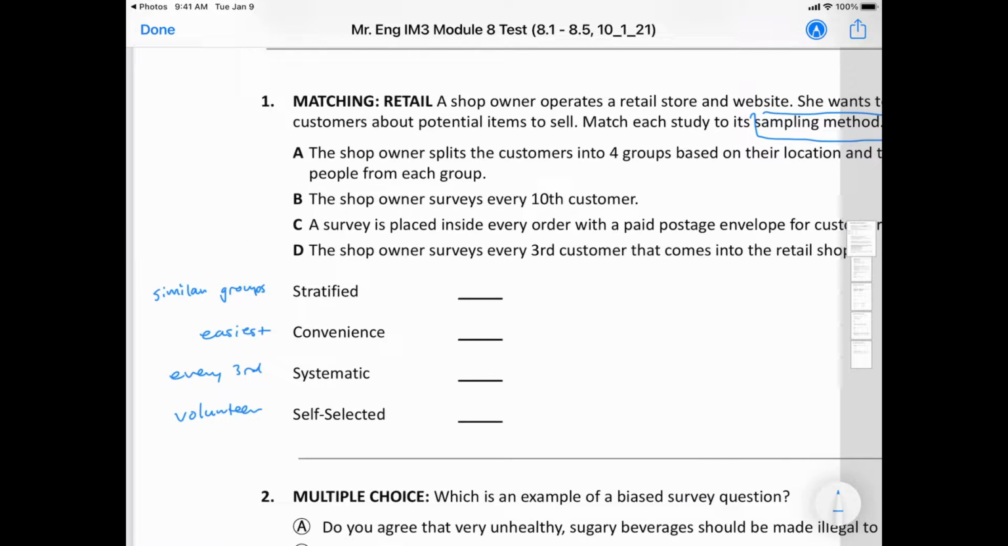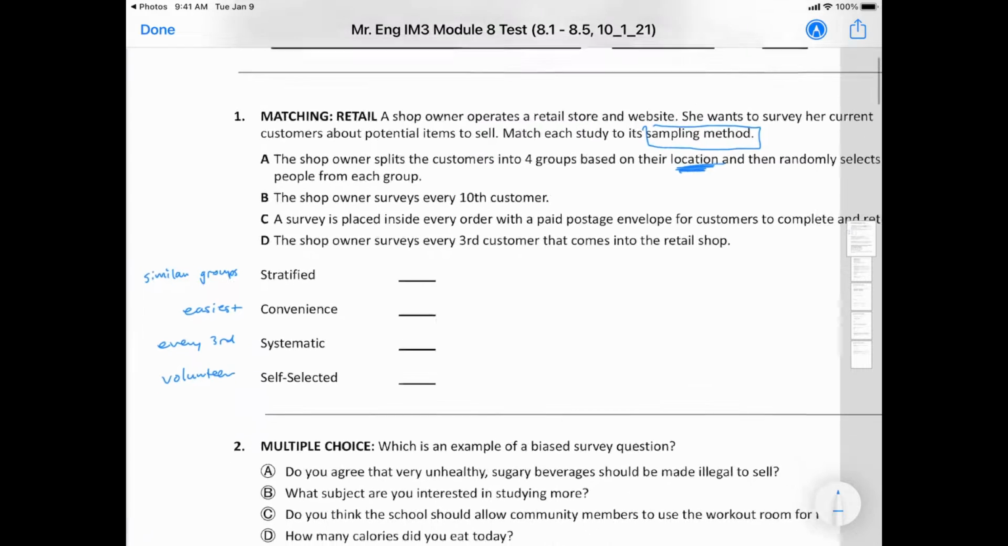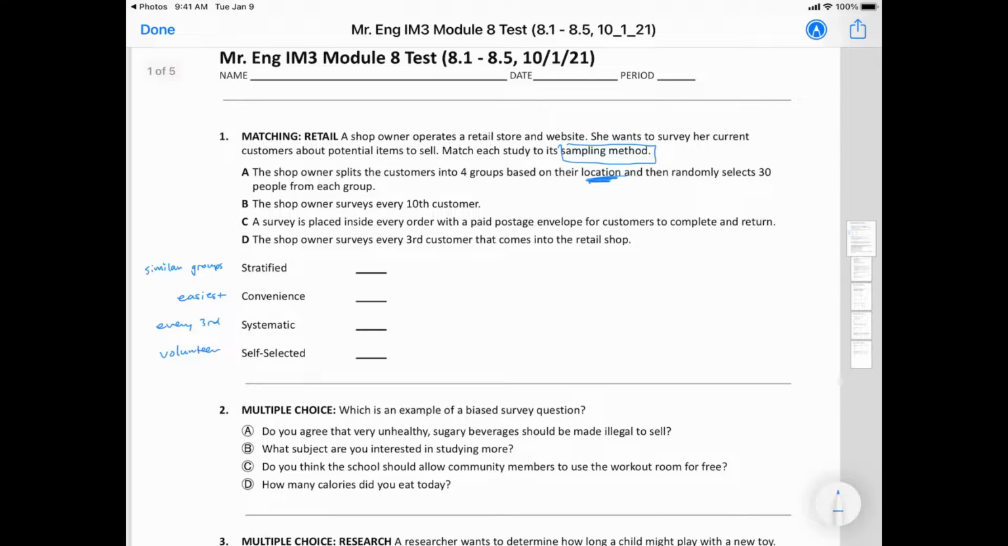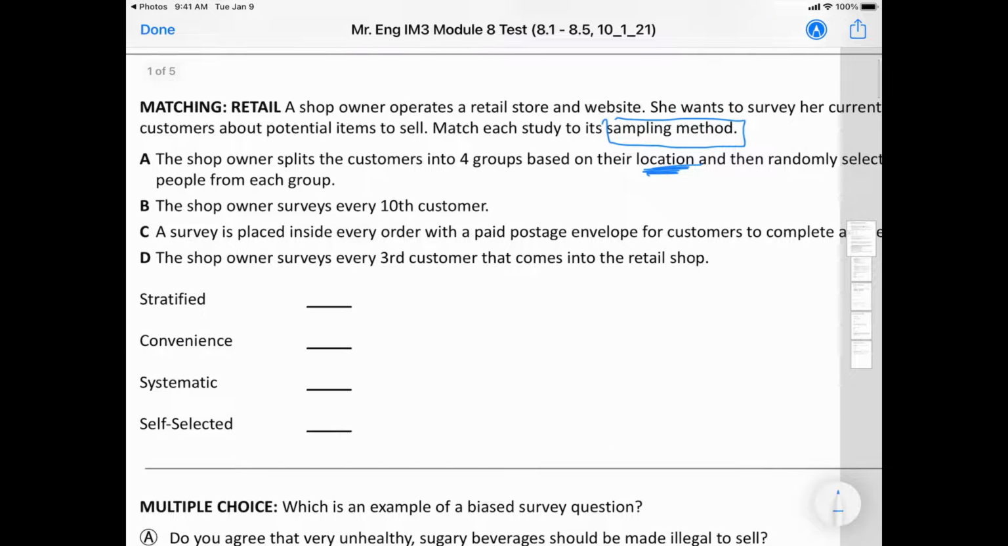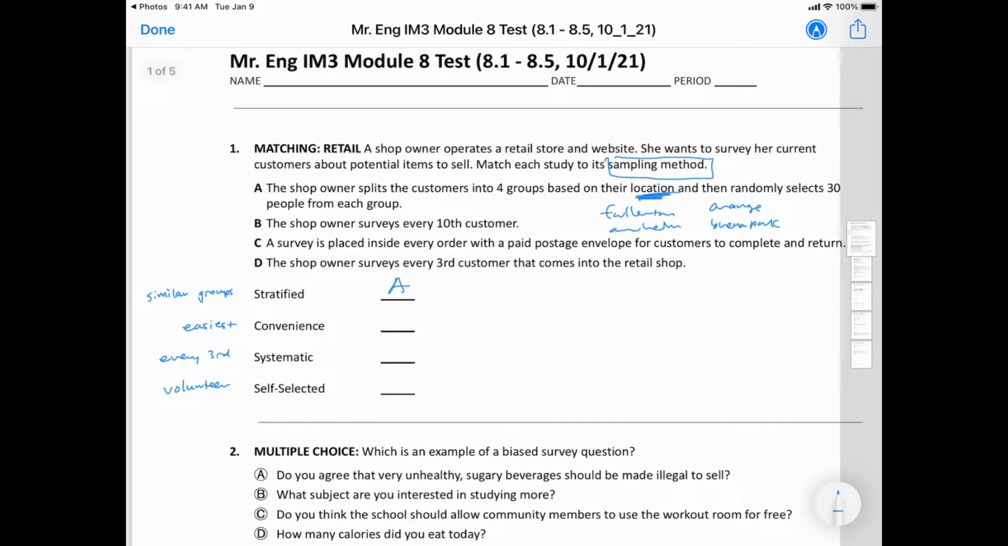A, the shop owner splits the customers into 4 groups based on their location. And then randomly selects 30 people from each group. I'm thinking of different locations, like Fullerton, people from Anaheim, maybe people from Orange, and people from Buena Park, right? Those are the different locations, and so they're grouped by similar groups. That would be A.